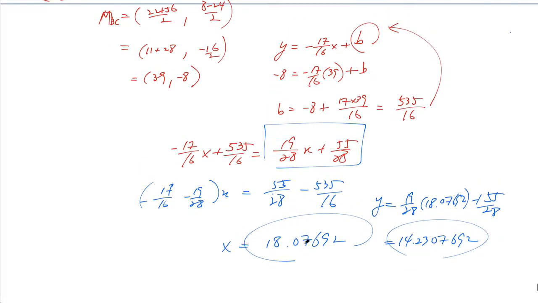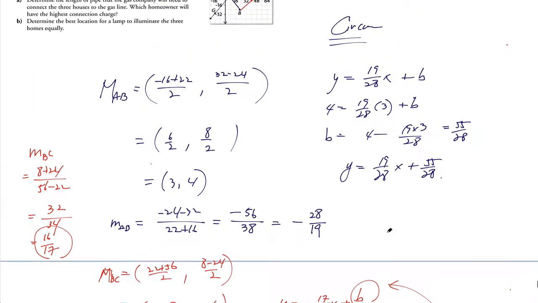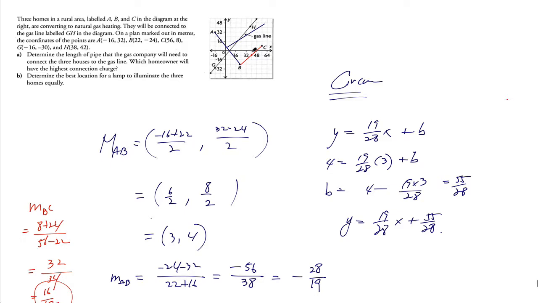Okay, 18 and roughly 14, right? So if you go all the way up back here, if you draw a perpendicular line like that, it's 18 and 14. That's where it should be positioned so that you get equal light among the three houses here.